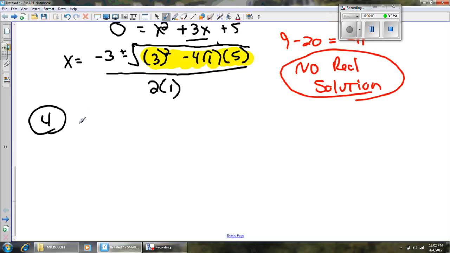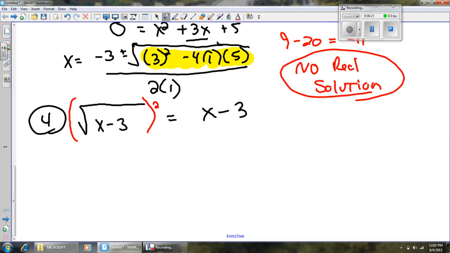It's going to be the rad of x minus 3, and that's got to equal x minus 3. Go ahead and pause it, see if you can do it on your own. Okay, I'm going to go ahead and show you my solution. I'm going to square both sides. The left-hand side will yield x minus 3.